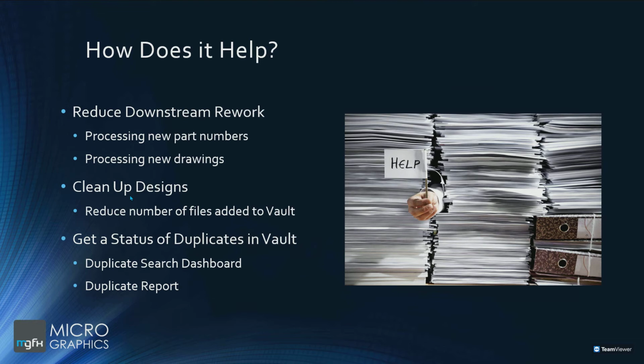By being able to find duplicates and use existing files that match geometry, you're able to reduce downstream work. You're no longer processing a new part number where the geometry is exactly the same. Because you're not processing a new part number through the system, there's no need to process new drawings. You're basically just reusing an old set of part numbers and drawings, and the processes related to manufacturing those files. All of that work that has already been done does not have to be redone because it's seen as a new part number within the design.